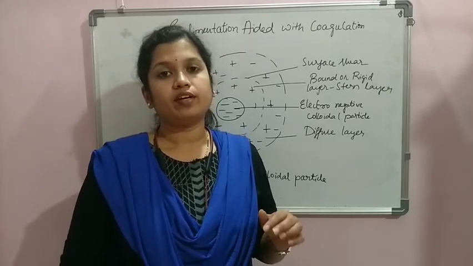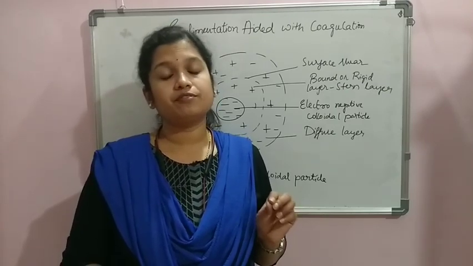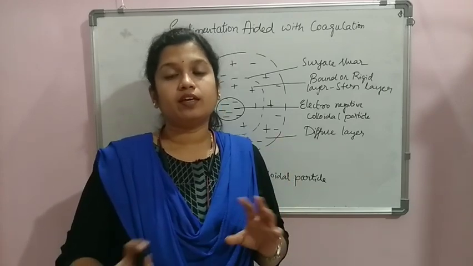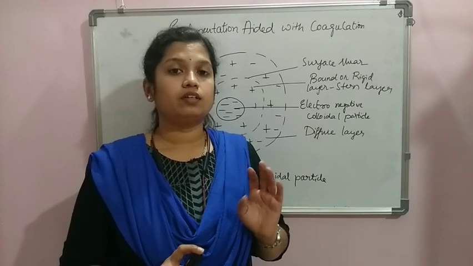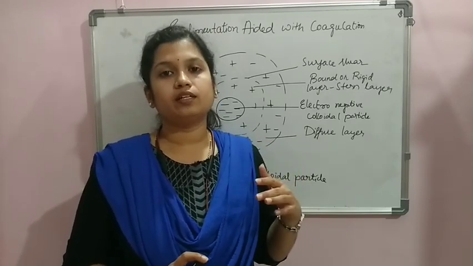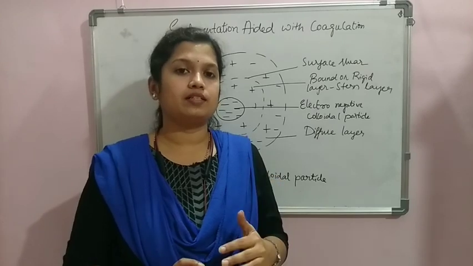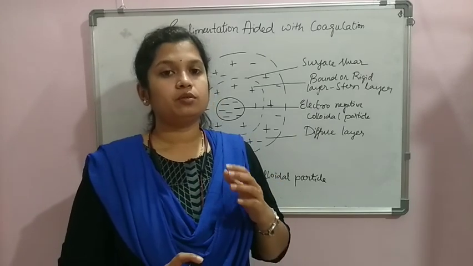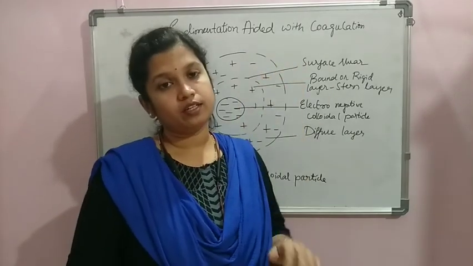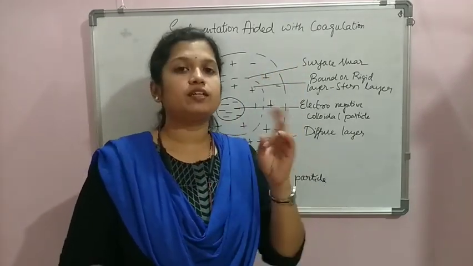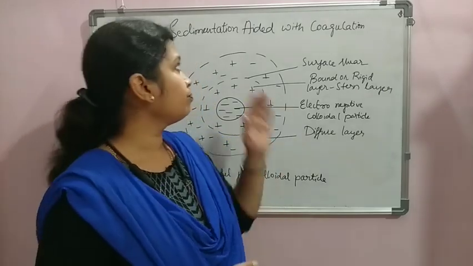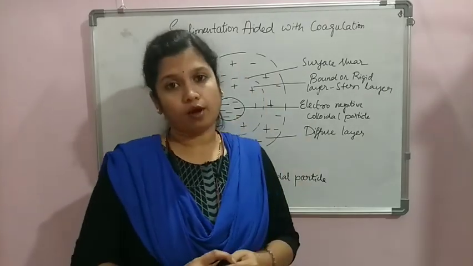Whenever the particles are of smaller size, they do not get attracted by gravity and keep floating in the water. That has to be removed by some alternative method. In order to remove particles such as the fine colloidal particles suspended in the water, we go for another process. We call that process coagulation. This will also be followed by sedimentation. That is why we use the term sedimentation aided with coagulation.